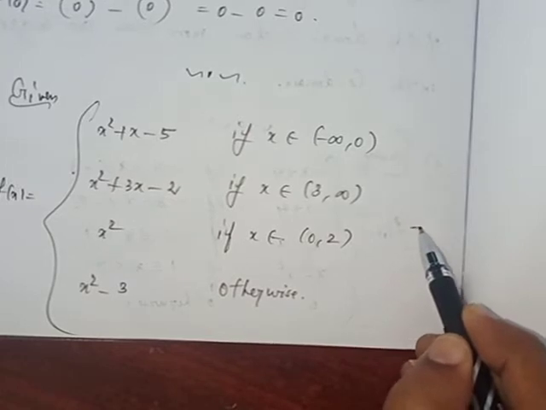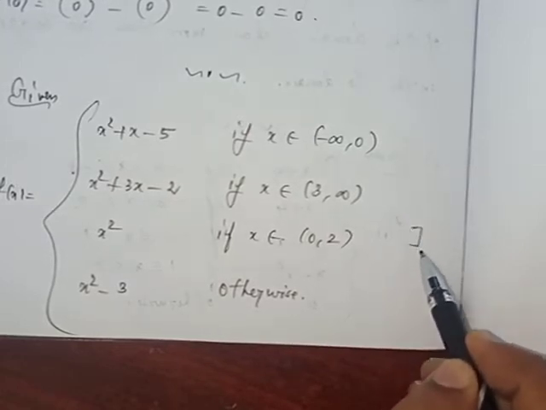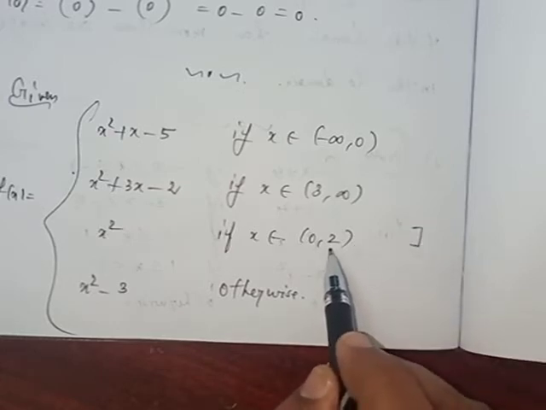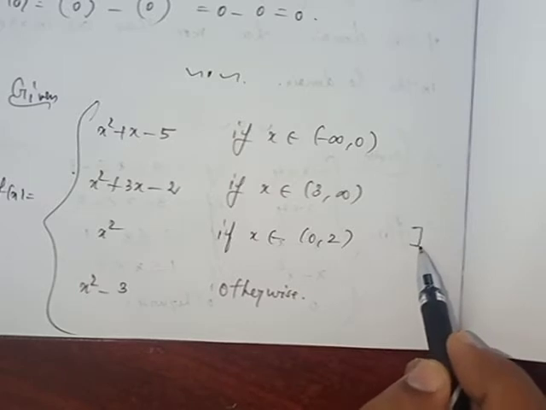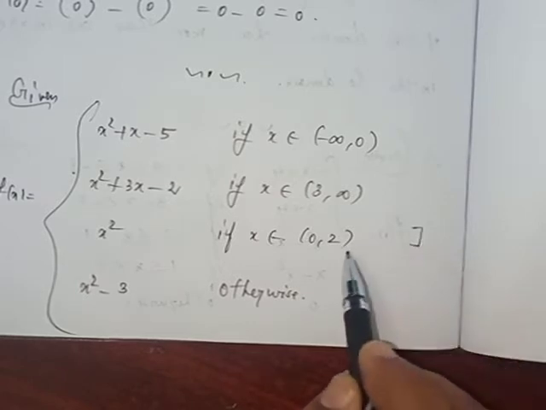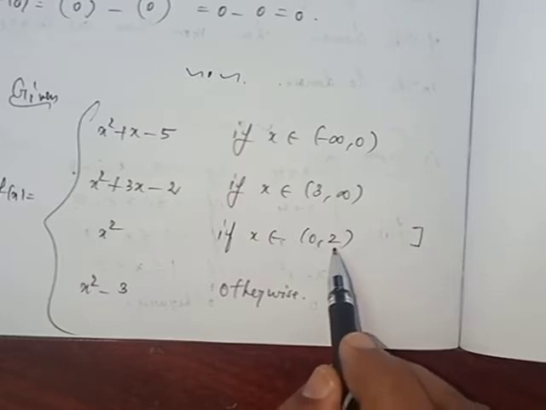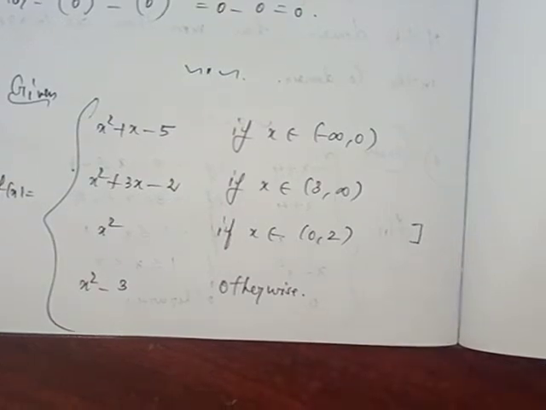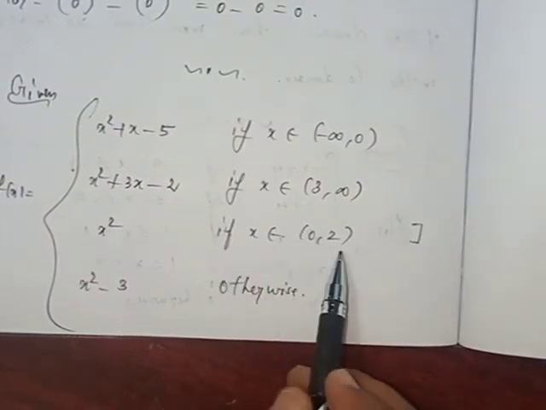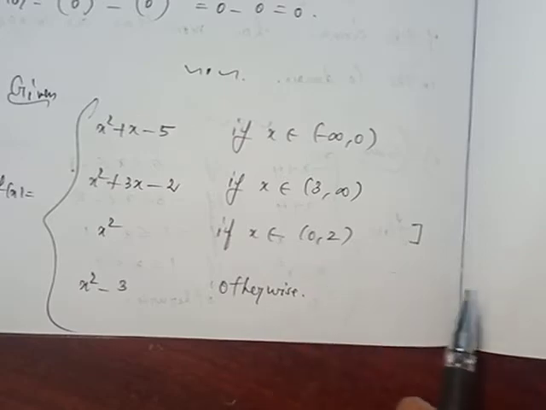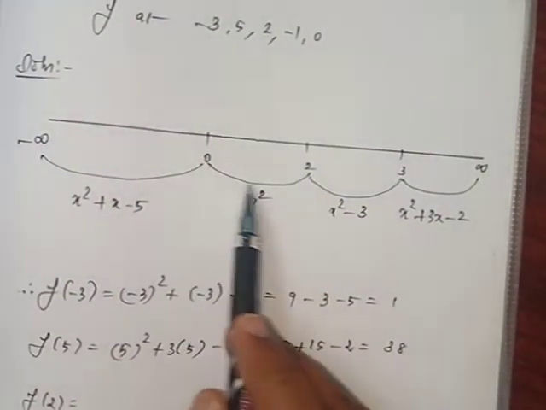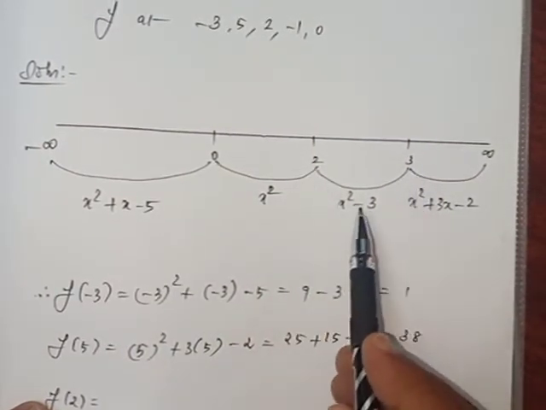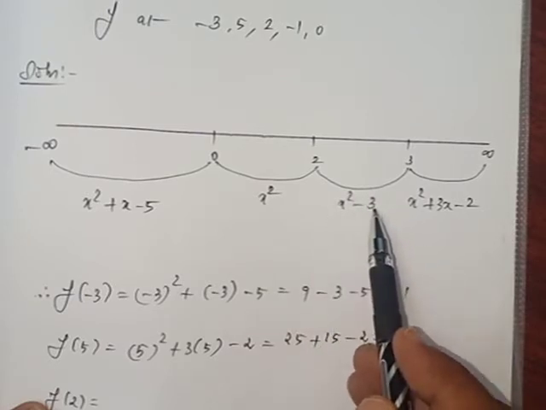Suppose you are given this type of bracket, this is a right closed bracket. Look at the difference between these two brackets. For this bracket, this number has to be excluded. If you are given this type of bracket, that number has to be included. So 2 has to be excluded in this interval. So which one to be considered? We are not supposed to consider 0 to 2. You have to consider only 2 to 3. In this interval, what is f of x? X squared minus 3.